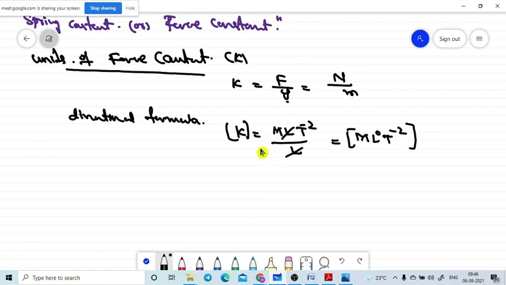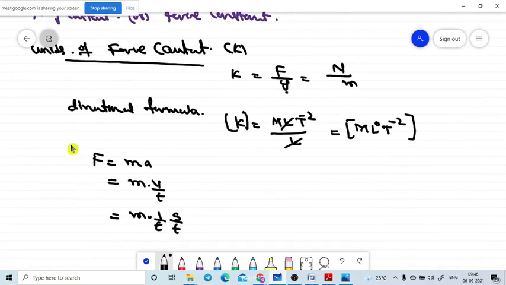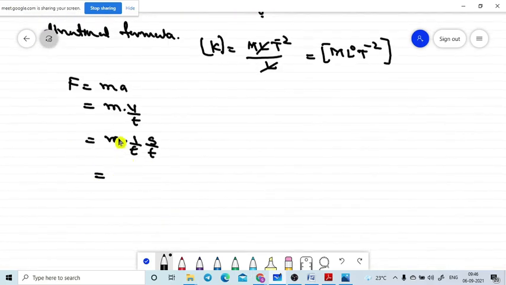If anybody is confused about the dimensional formula of F, go from the starting: F is equal to M A only, A is equal to V by T, and V is equal to displacement by time. Here M is M, time S is L, time into time is T square.